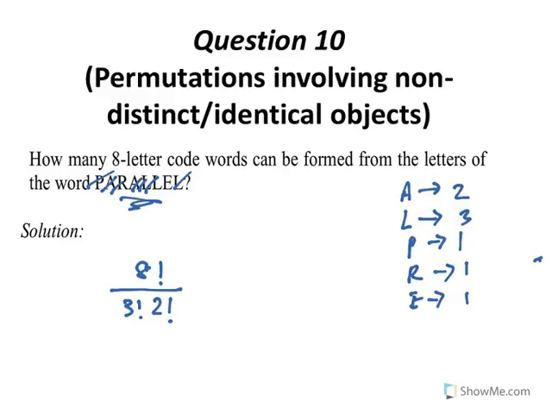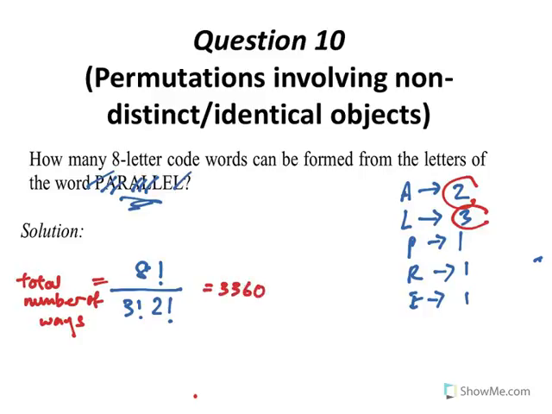Why 3 factorial, 2 factorial? Because 3 letters are repeated, so they are what I call identical or non-distinct. 2 letters are repeated, so 2 letters are non-distinct. So the total number of ways will just be 8 factorial over 3 factorial, 2 factorial. Why? Because there are 3 L's, there are 2 A's. The answer comes out, you should have 3360 8-letter code words.